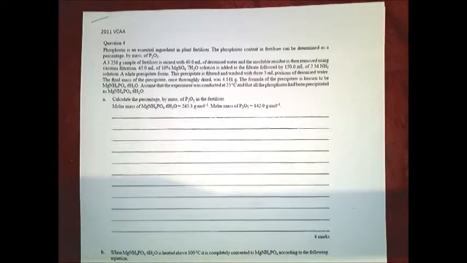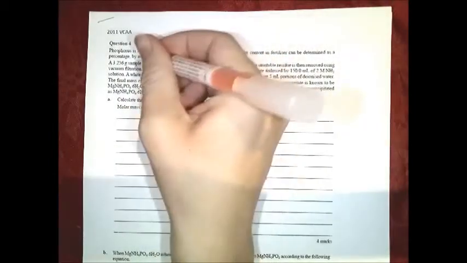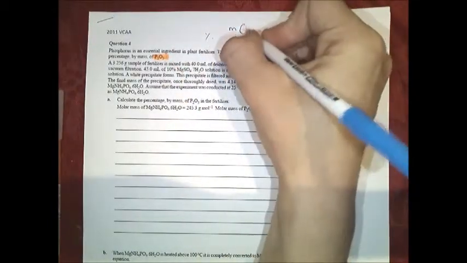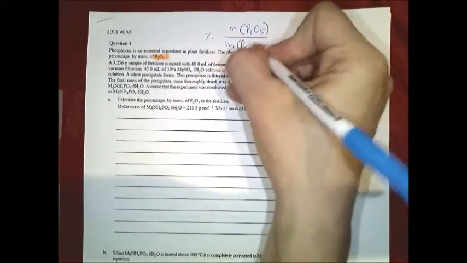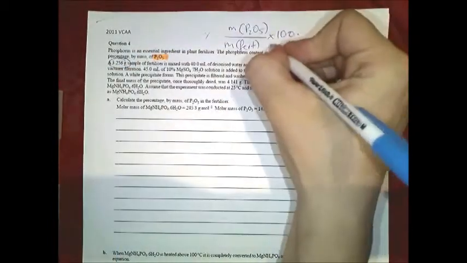First of all, we're just going to have a read of the question. It says, phosphorus is an essential ingredient in plant fertilizer. The phosphorus content in the fertilizer can be determined as a percentage by mass of P2O5. So in the end, they want you to do the percentage by mass, which would be the mass of P2O5 in the fertilizer divided by the mass of the fertilizer times 100. That's what they want you to get to. So it says that we've got the mass of fertilizer. So already we've got this bottom value here.